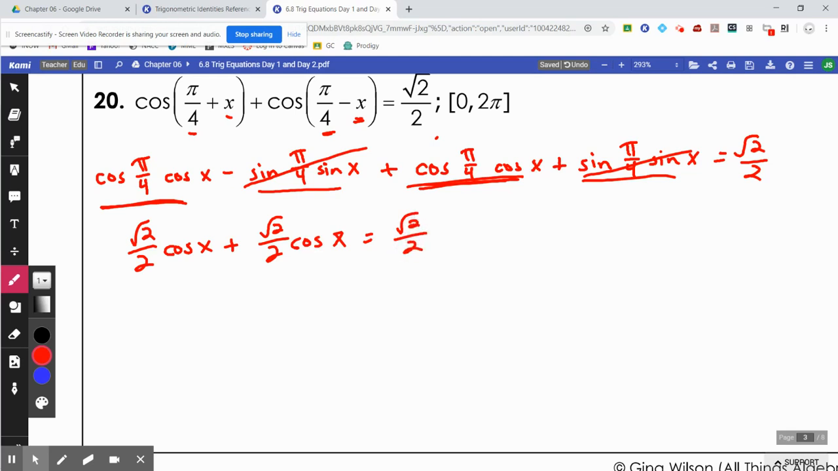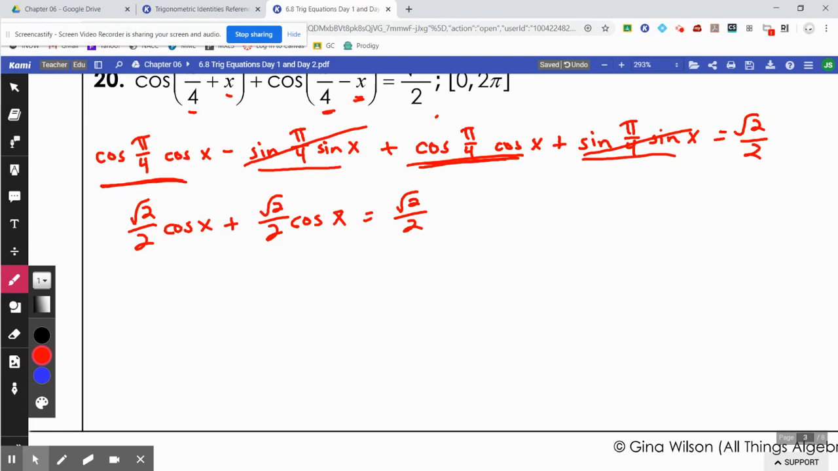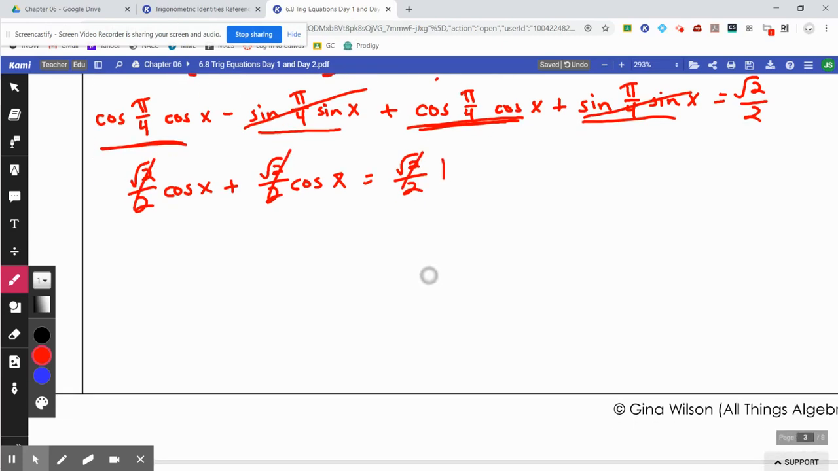Now, I noticed something. All three of my terms have a root 2 over 2, and I can use that to clean this up a little bit. If you divide all three of those terms by root 2 over 2, that's actually going to make all this stuff equal to 1. So you have cosine x and cosine x, which is 2 cosine x, is equal to 1.